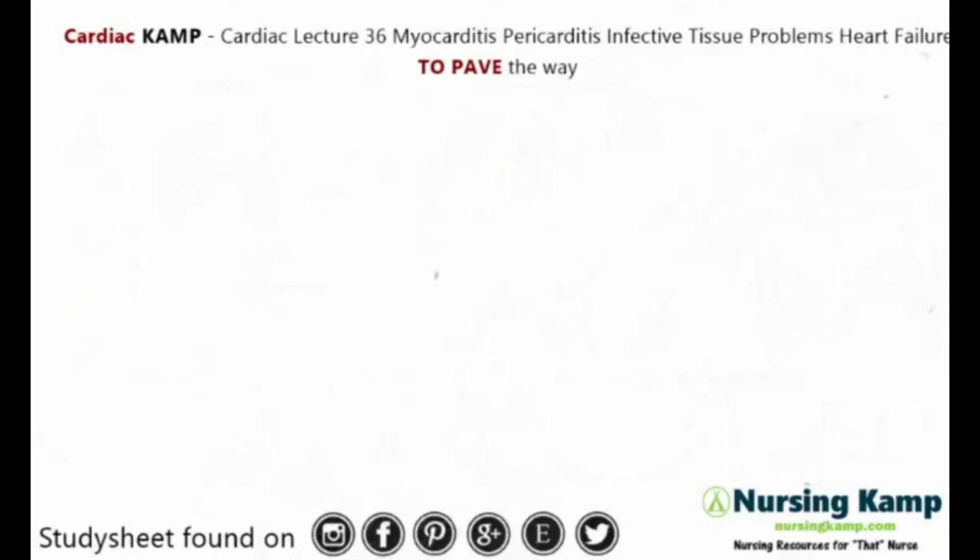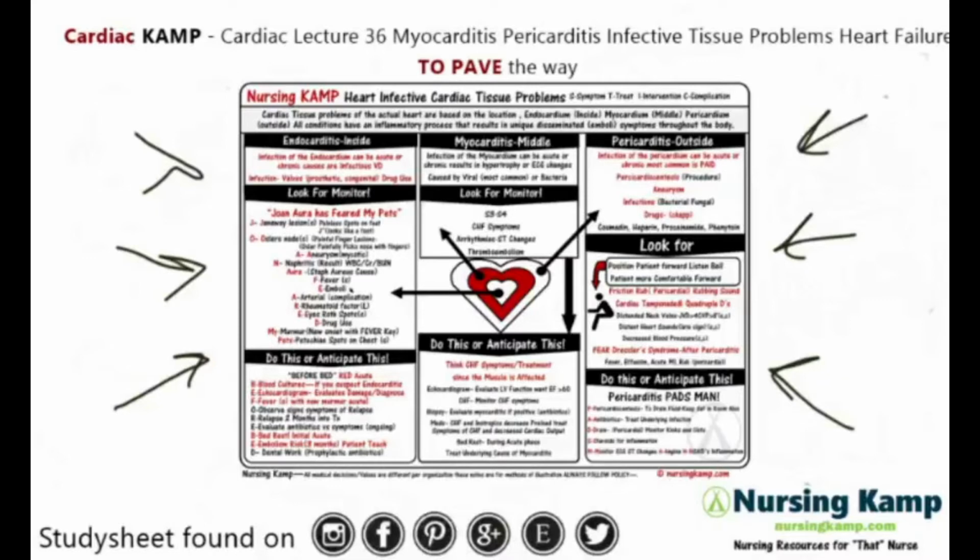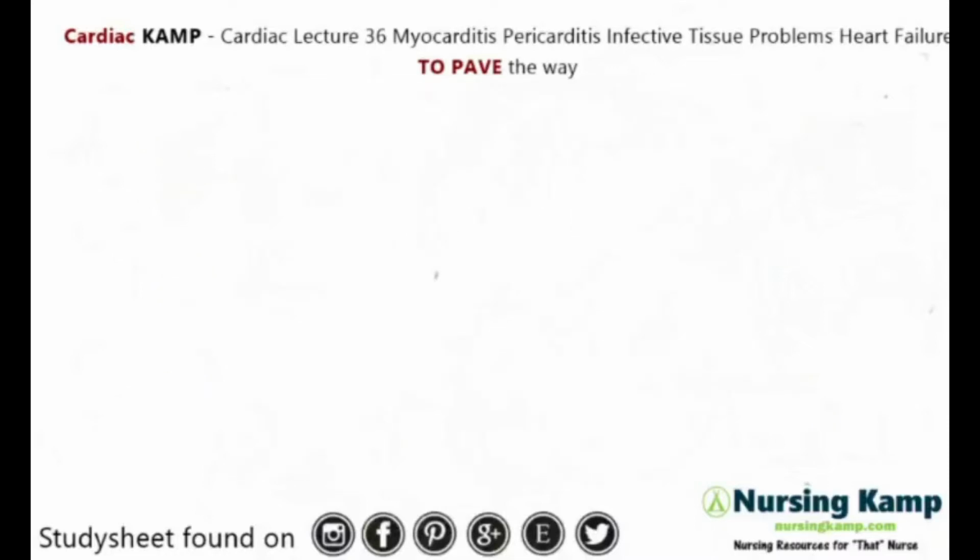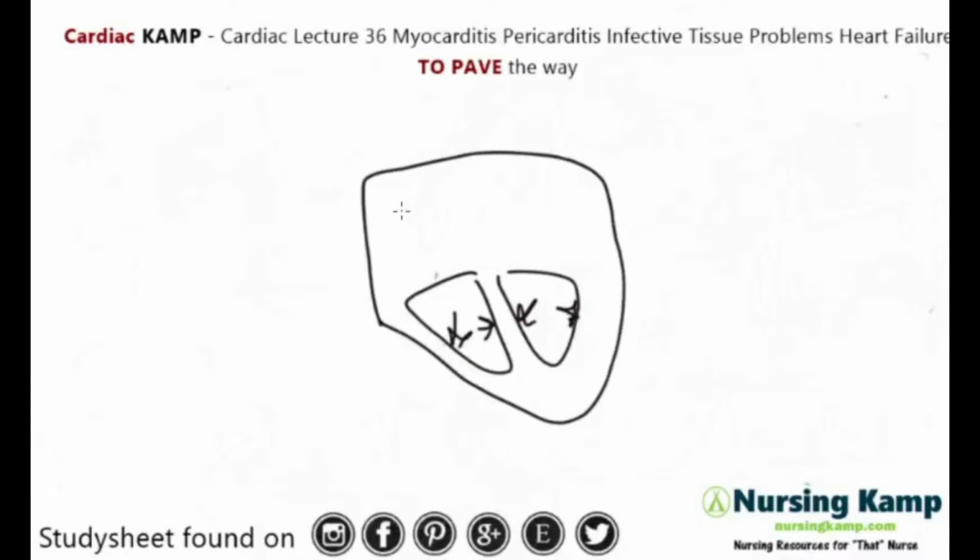It's from my sticky note called Infective Cardiac Tissue Problems, where I'm breaking it apart and taking one concept at a time. All right, let's get into it. In my previous lecture, I talked about location of infection, where endocarditis is very specific to the inside of the heart. And usually the endocardium is affected from outside problems, usually like drug use or something like that. But what we're going to talk about now is myocarditis.